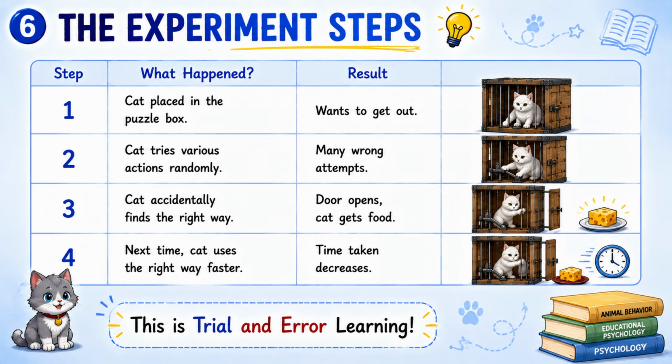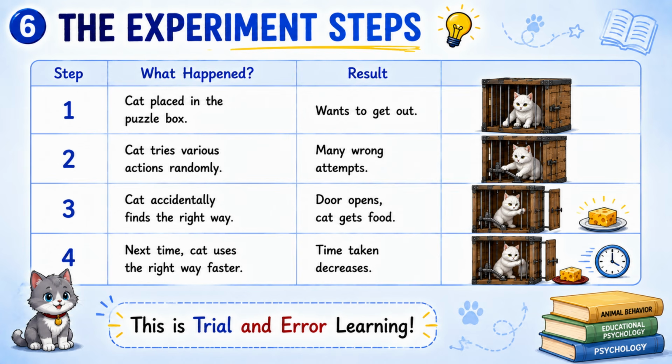Step 2. The cat starts trying different actions randomly. It scratches, pushes, jumps, and pulls different parts of the box. Most of these attempts fail. இதுதான் ட்ரையல் ஸ்டேஜ். நிறைய தப்பு அட்டெம்ப்ட்ஸ் பண்ணுது, பட் கிவ் அப் பண்ணல.